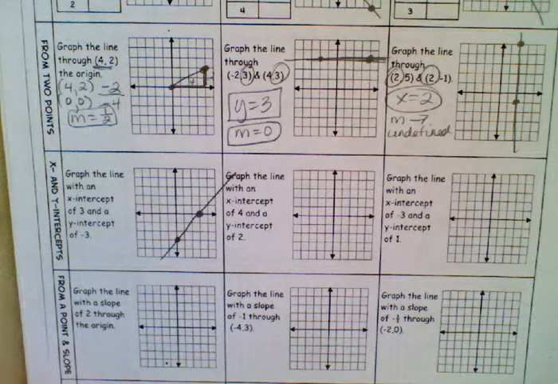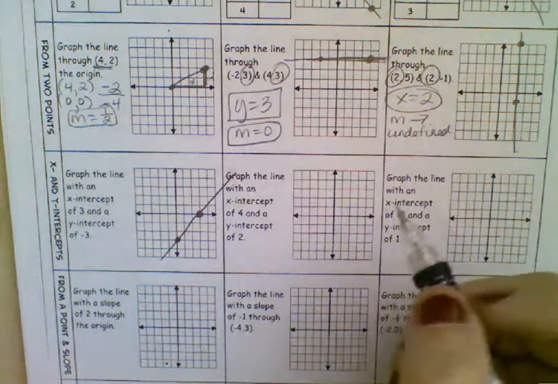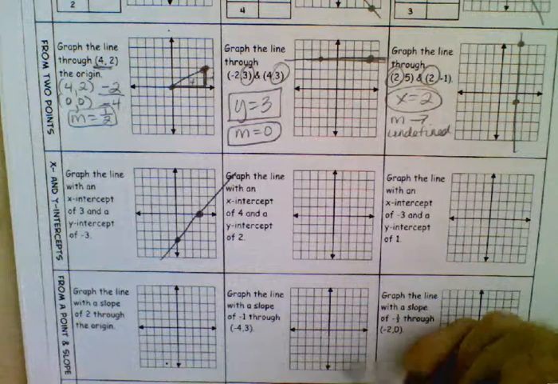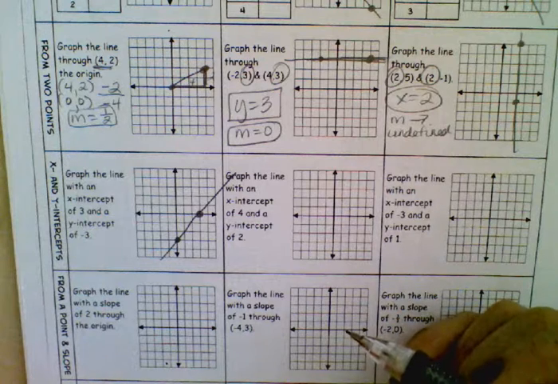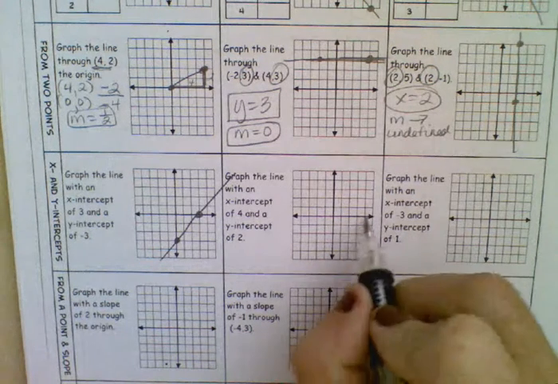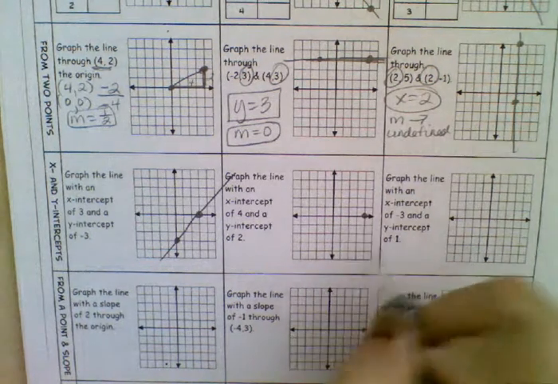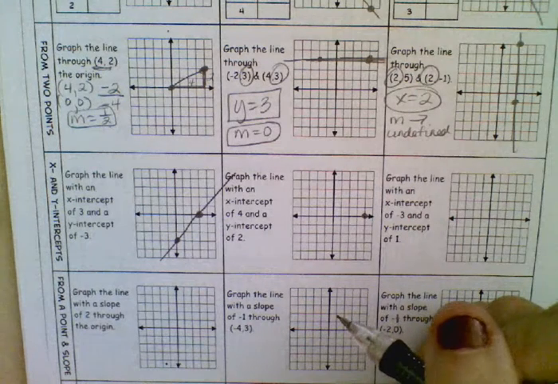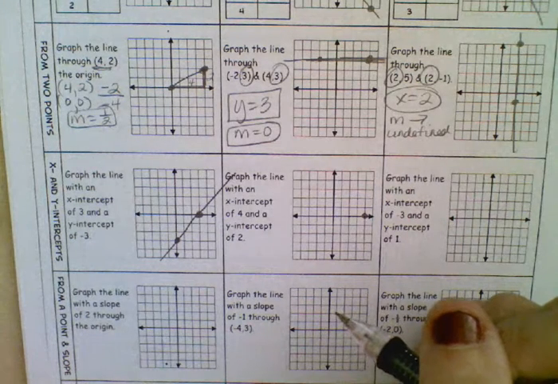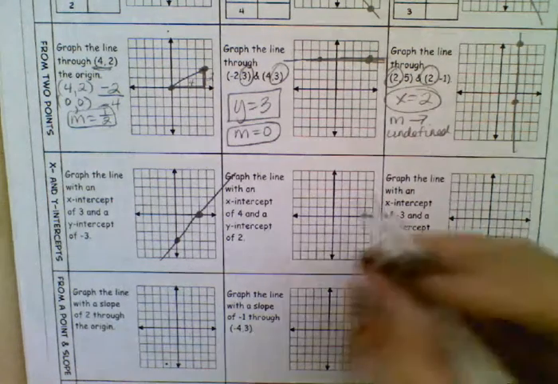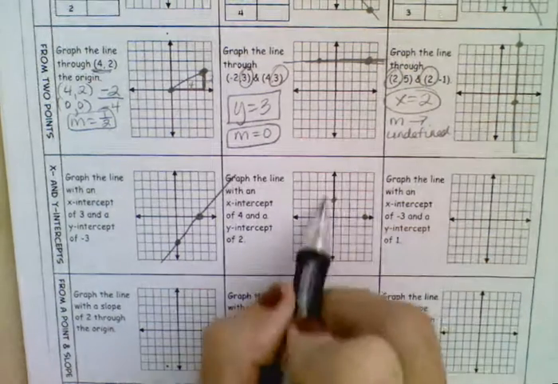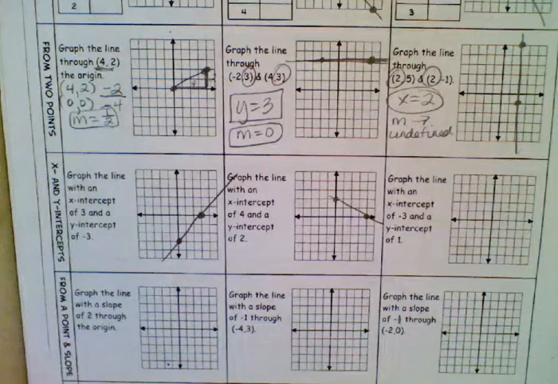All right, Paris. Graph the line with an x-intercept of 4 and a y-intercept of 2. So where is my x-intercept going to go? Give me a direction and an amount. Over which way? To the right 4. Good. And then where's my y-intercept of 2? Up 2. Perfect. There you go. Good.